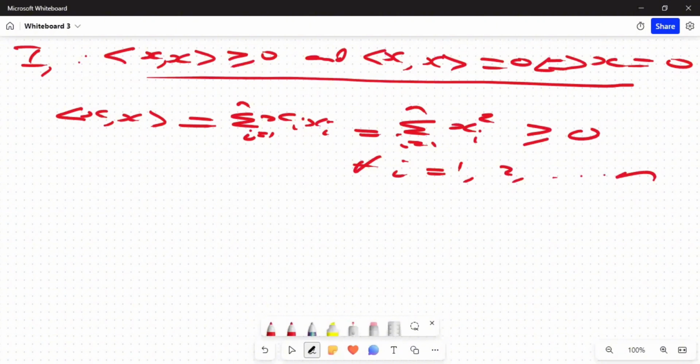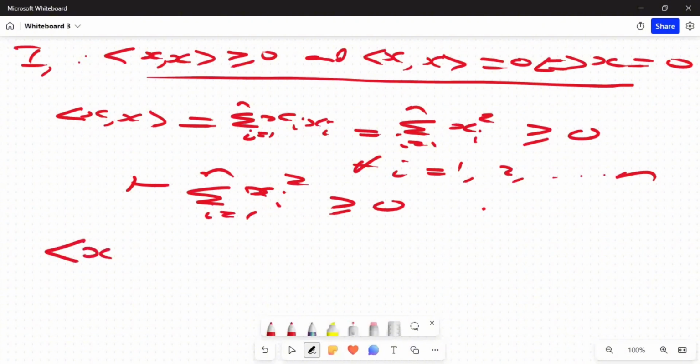So if xi squared is greater than or equal to 0 for all i, it follows that the summation over i is also greater than or equal to 0. Because if all these xi squared are greater than or equal to 0, and you sum them up, the sum must also be greater than or equal to 0. Is it not?